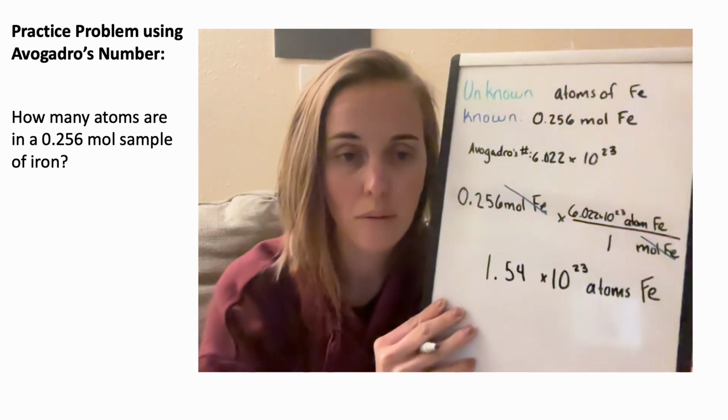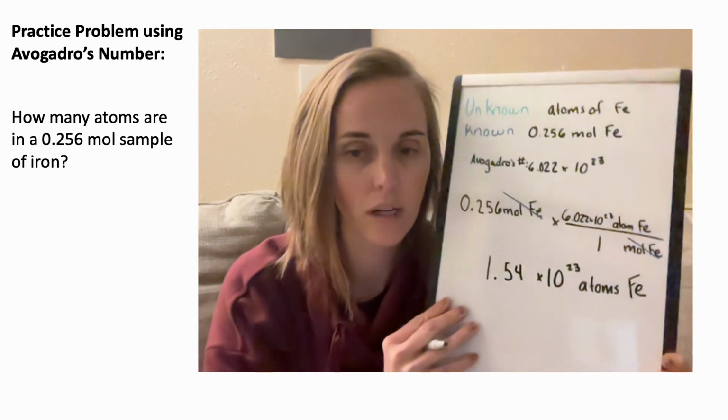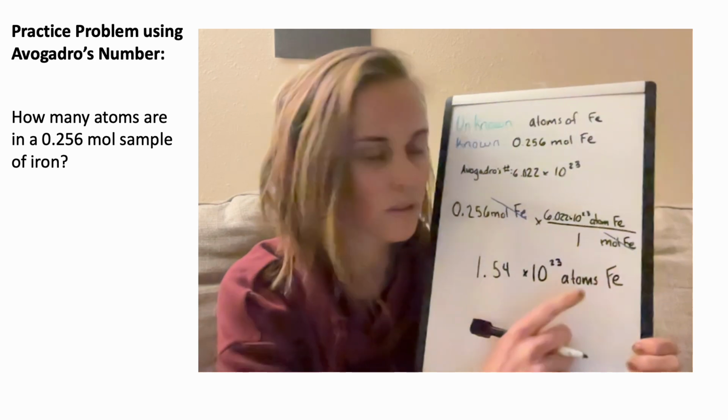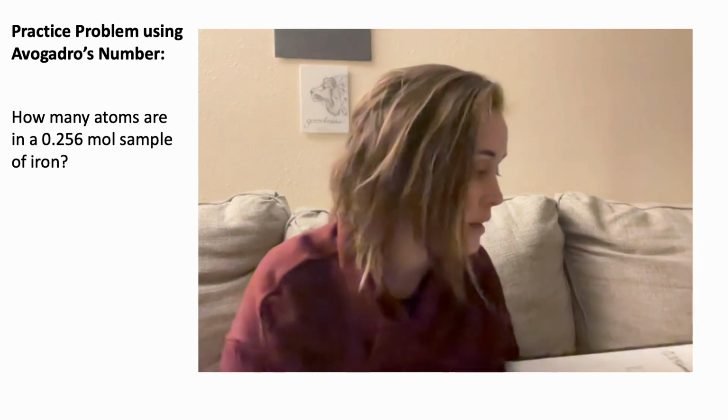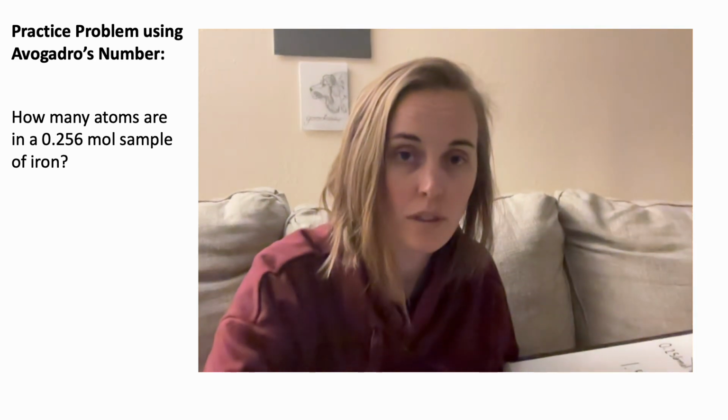So how many atoms are in a 0.256 mole sample of iron? There are 1.54 times 10 to the 23rd atoms in that sample. And that is how you solve your first problem.